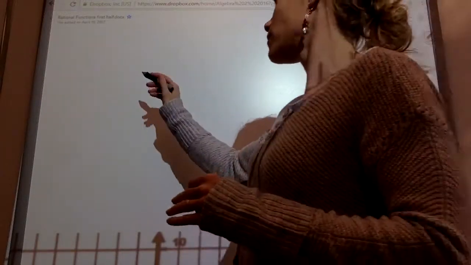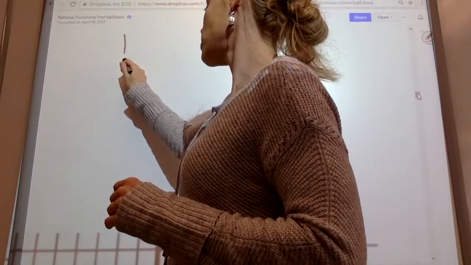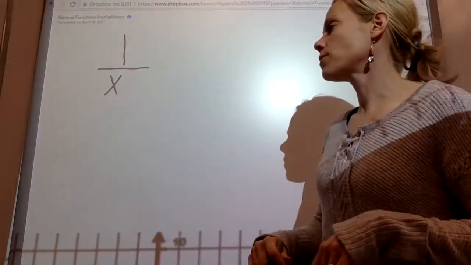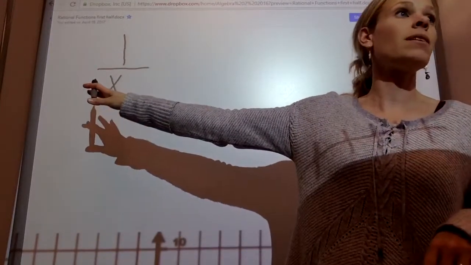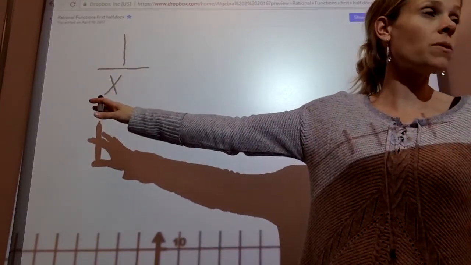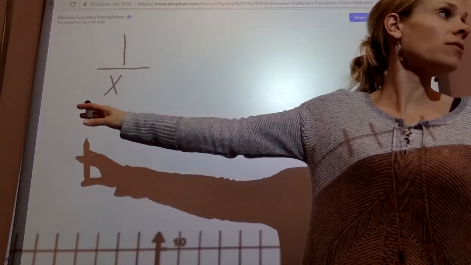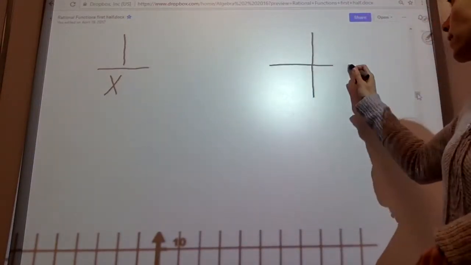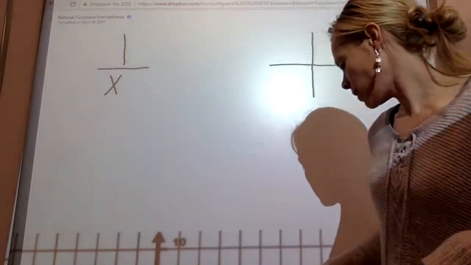Let's look at the parent function of a rational function. A rational function is like this, 1 over x. This will be the first time that you see an x variable in a denominator. We have fractions with polynomials now. They're called rational functions.